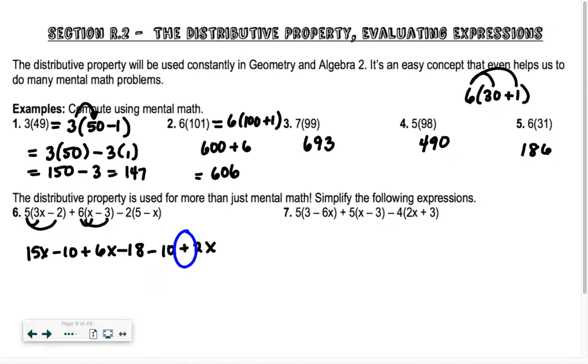It's because we have this minus 2n and we're distributing the entire minus 2n. So be careful to take the sign as well. Now we combine our like terms. If you want to underline, sometimes that helps. I got all my x terms: 15x, 6x, and 2x. They combine to be 23x. And then I have minus 10, minus 18, and minus 10. That makes minus 38. Perfect.